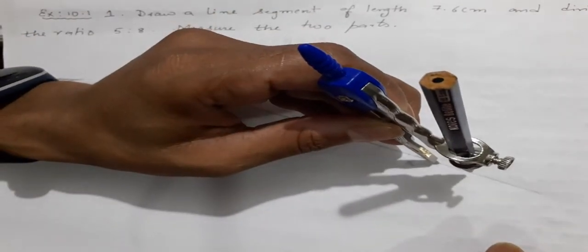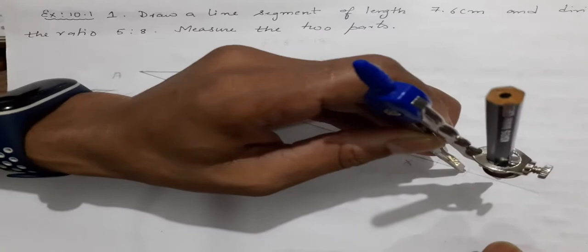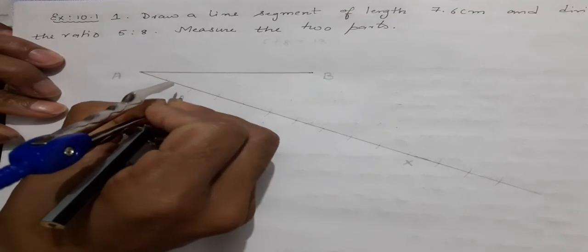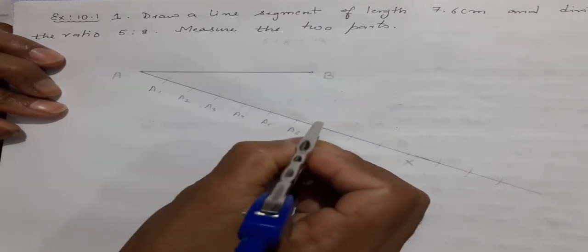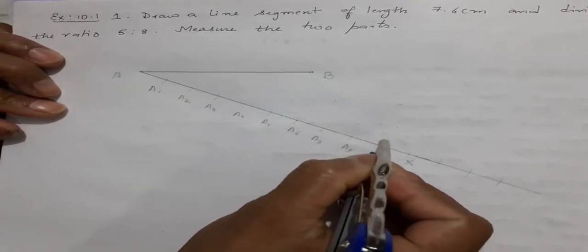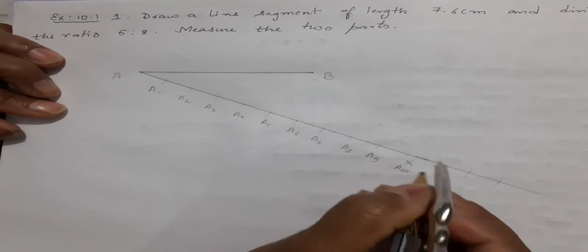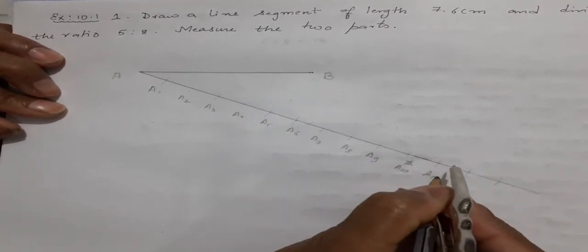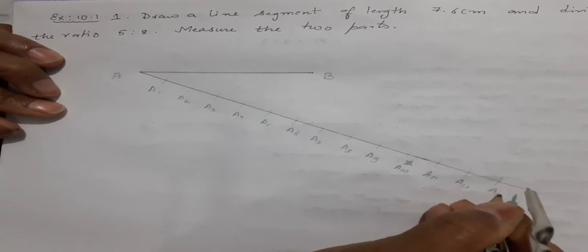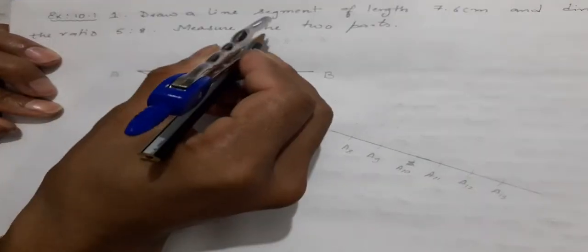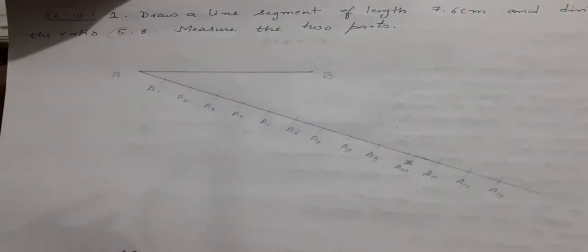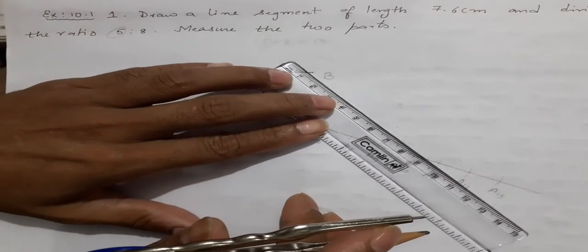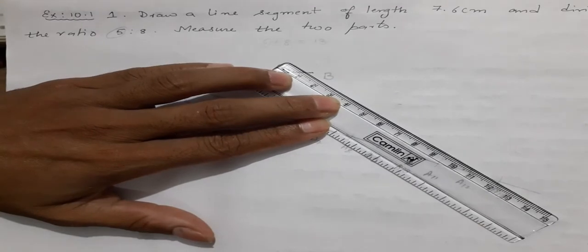I think it is 11, we'll count it, 12, and this is the 13th one. Let me write all those: A1, A2, A3, A4, A5, A6, A7, A8, A9, A10, this X we will write here, A11, A12, A13. Out of the 13, choose this 5, where we need to project it. So the last one I'll join to B. Next step is B to A13.